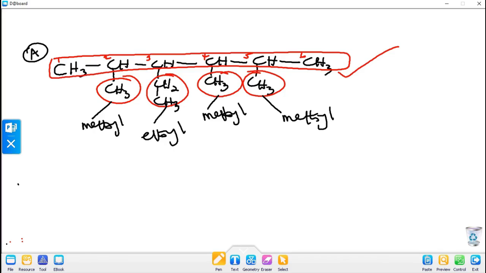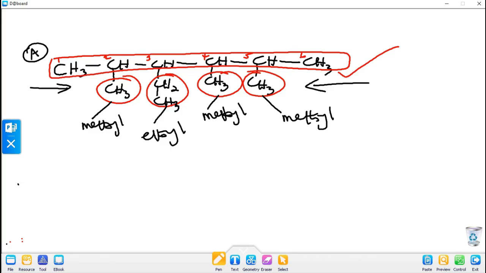Now the question is, where do we start numbering the parent chain from? Are we going to start from the left hand side, or do we start from the right hand side? That is the question. Now, there is a rule we are going to still say as we go deep. The rule says when we have a scenario like this, preference should be given to the larger side chain. That is to say, we are going to start from the position where we will give the lowest possible number to the larger side chain.